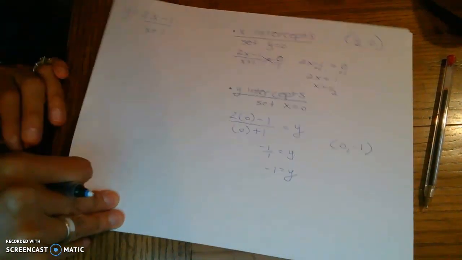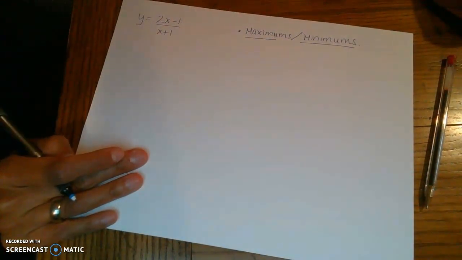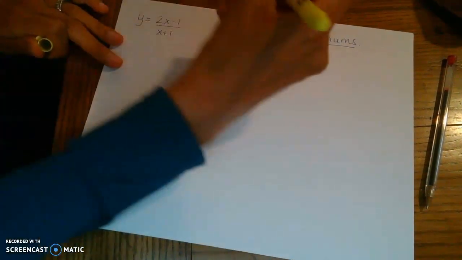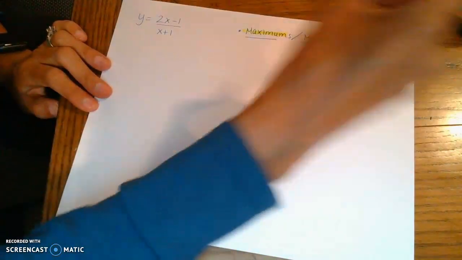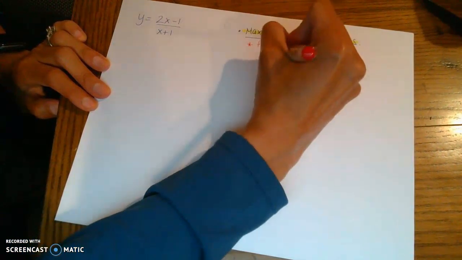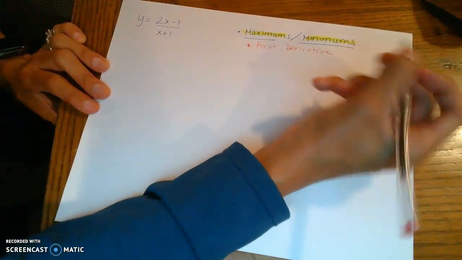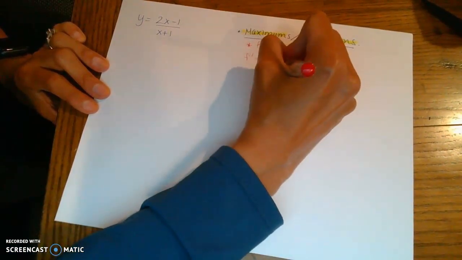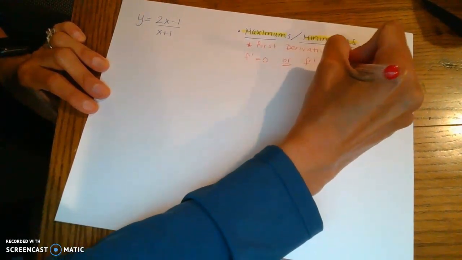Okay, great. Next, we're going to be asked max and mins. Well, this at this point should be ringing a bell. Anything with a maximum or a minimum, I'm going to talk about, and hopefully you're saying this before I say it, the first derivative. I'm looking for the first derivative to be set equal to 0, or the first derivative to be undefined.